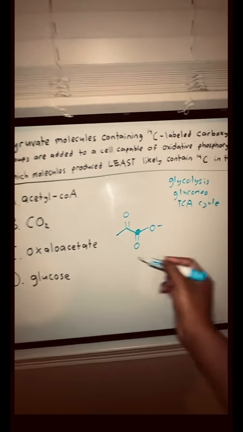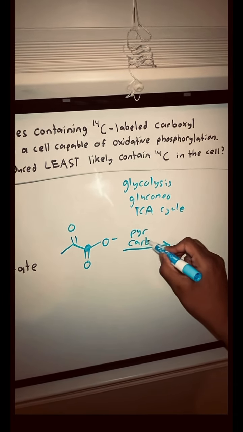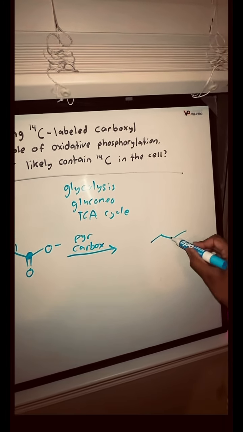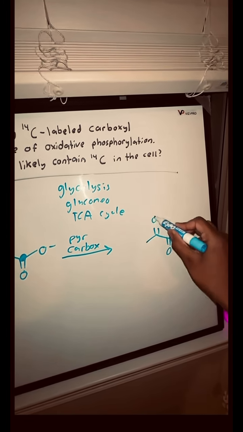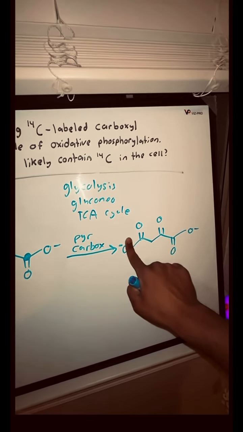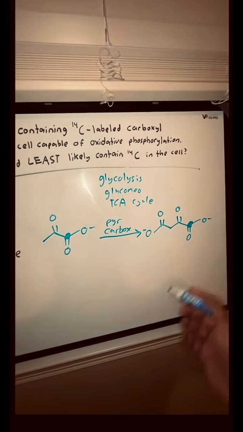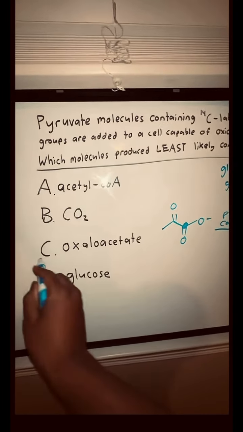So let's start with oxaloacetate. Converting from pyruvate to oxaloacetate involves pyruvate carboxylase, and this occurs in gluconeogenesis. And essentially, as the enzyme name suggests, we're just carboxylating pyruvate. So we're adding a COOH group, right? So it's going to look like this right here. And look, this carbon-14 is still there. So oxaloacetate will most likely contain carbon-14.